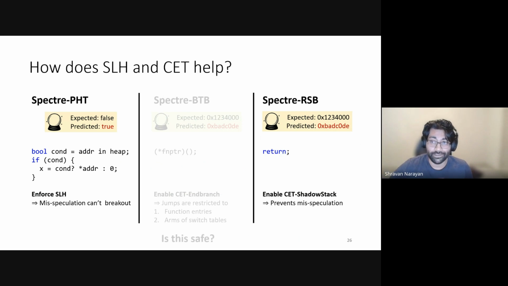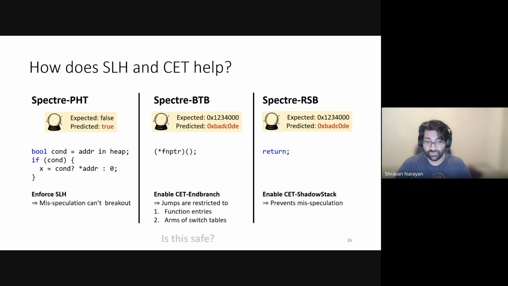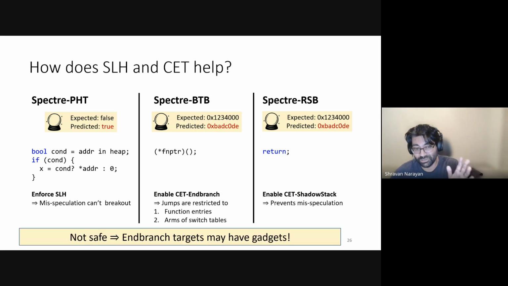So what we're left with at this point is Spectre BTB. And for this, we have enabled the CET end branch instruction, which to summarize essentially means that indirect jumps can't go anywhere they want, but rather they're restricted to function entry points and the arms of switch tables effectively. And this is pretty good. But the question is, is this safe? And the answer, no, not really.